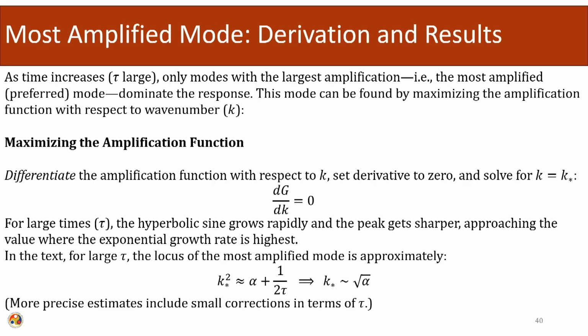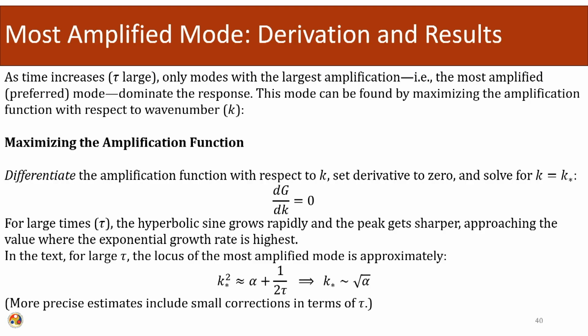So, which mode will be most amplified? As the time increases, tau becomes large, only modes with the largest amplification, that is the most amplified or the preferred mode, dominate the response. With the increase in time tau, only the modes which are undergoing the largest amplification will dominate the entire response, or they will become the preferred mode. So, this mode can be found by maximizing the amplification function with respect to the wave number.